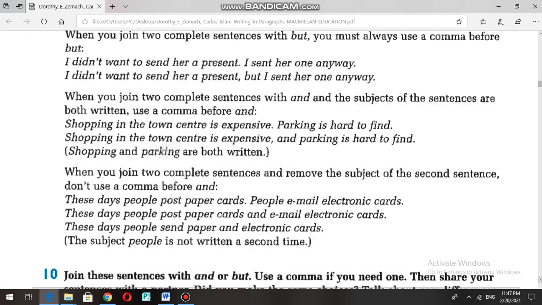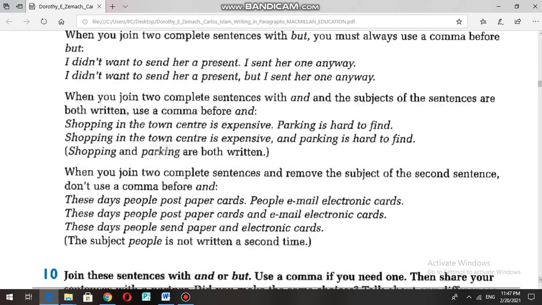For example, these days people post paper cards. People email electronic cards. These days people post paper cards and email electronic cards. You see, we have the subject of the first sentence, which is people. These days, people, this is the first subject, post paper cards, okay? The other subject is people email electronic cards. This is the subject of the second sentence.